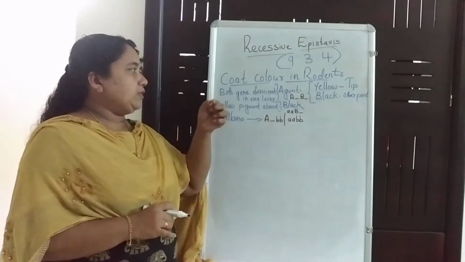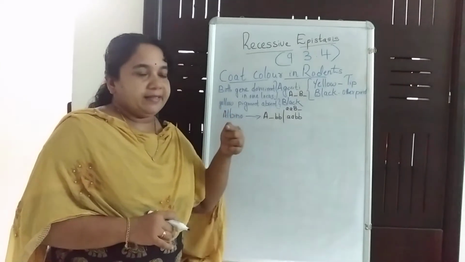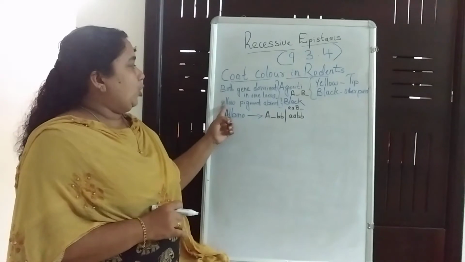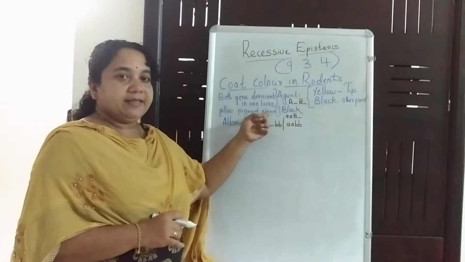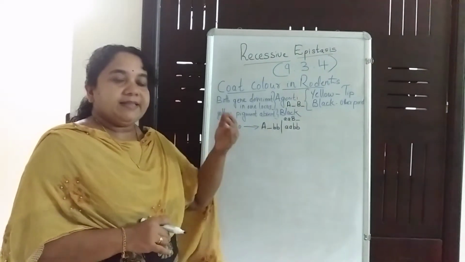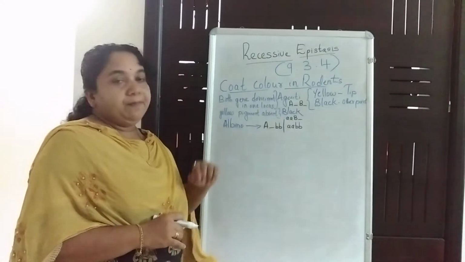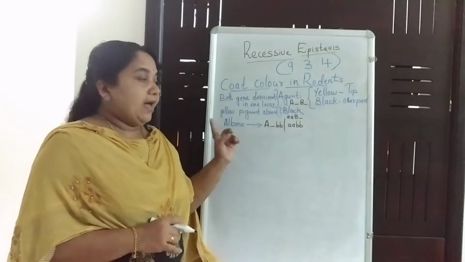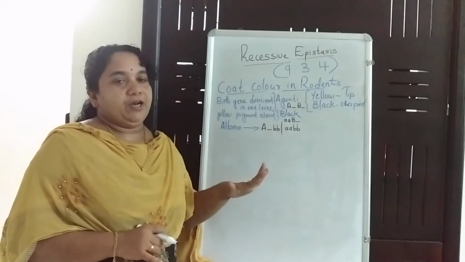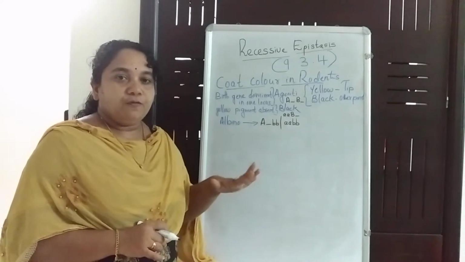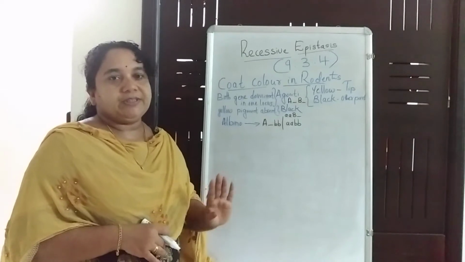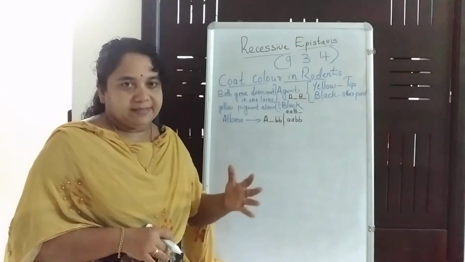What is black? Black coloration means the full hair is black, with the absence of the yellow tip. Because the yellow pigment is absent, the hair is black in color. Then the third category is albino, white color. In albino there is absence of yellow color and absence of black color, so there is no expression of coloration and it is purely white.